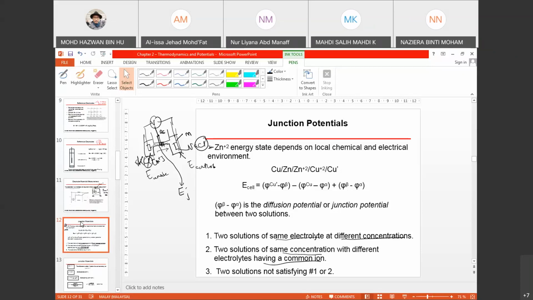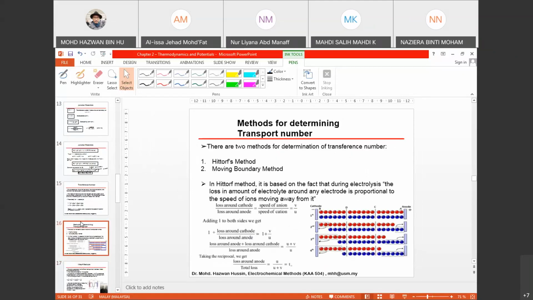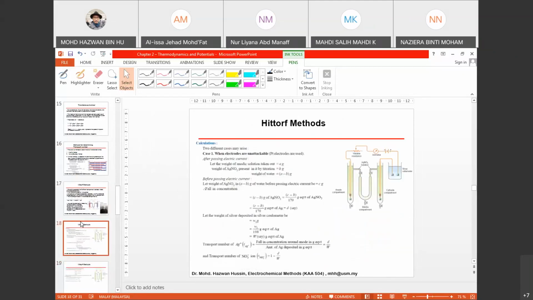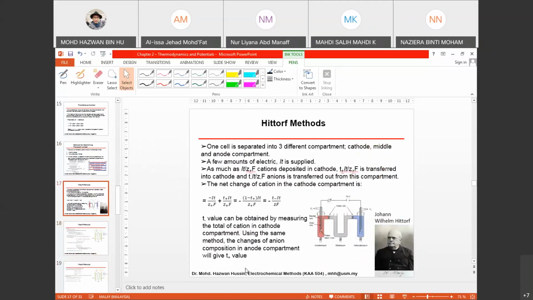Maybe because we have not gone through the Hittorf method and also the moving ionic boundary methods. Actually, for the Hittorf method, if you see over here, Hittorf performed one experiment where he put one compartment with a higher concentration of electrolyte, for example NaCl, at 1 molar. In another one, he put 0.1 molar. So different concentrations, and then just to make the circuit complete, he made a junction over here.